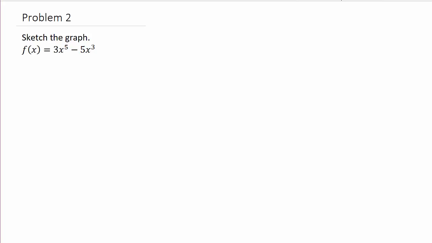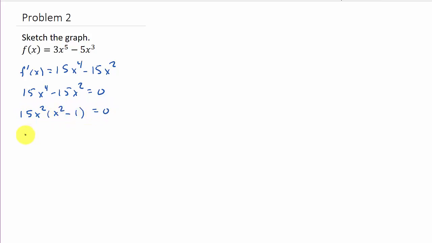All right, so first thing, let's go ahead and find where the function's increasing and decreasing. To do that, we need to find the critical numbers. So to do that, you've got to take the first derivative. That's 15x to the fourth minus 15x squared. And then you set the first derivative equal to 0 and solve. So we'll factor out a 15x squared, and that's times x squared minus 1 equals 0. So we get x equals 0 or x equals plus or minus 1.